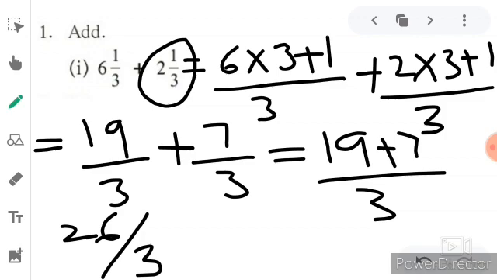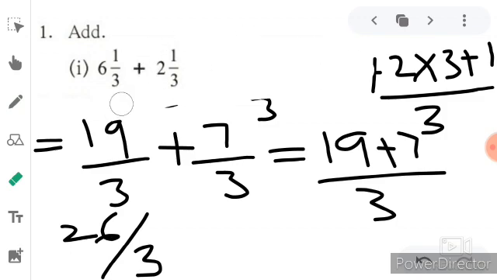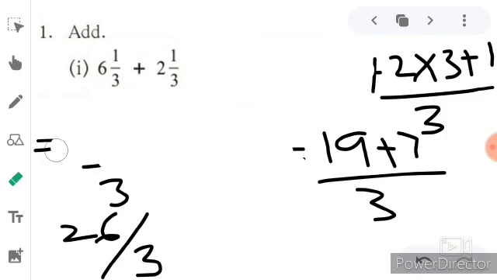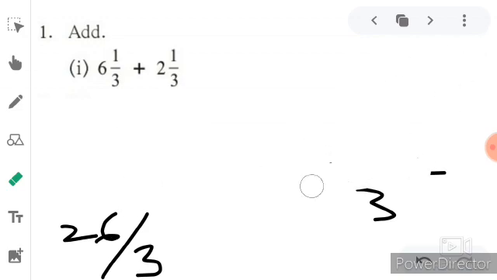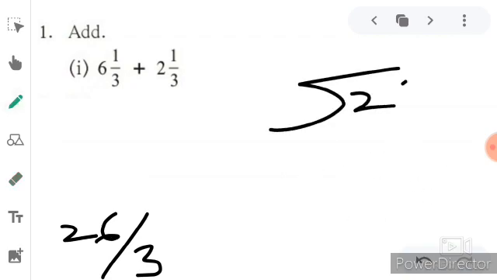We can also write the answer like this. See here. I hope you got it. Now how can we convert this improper fraction into a mixed number? You know how to divide 26 by 3. Read the table of 3 up to 26. There is no 26, there is 27 in the table of 3, so we will take 24. So 3 8s are 24.